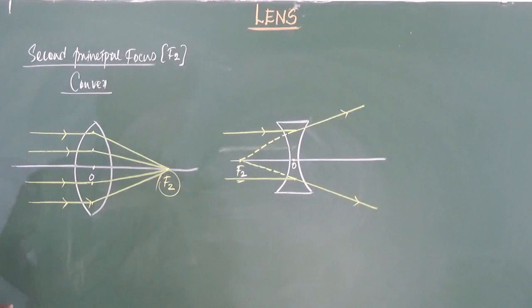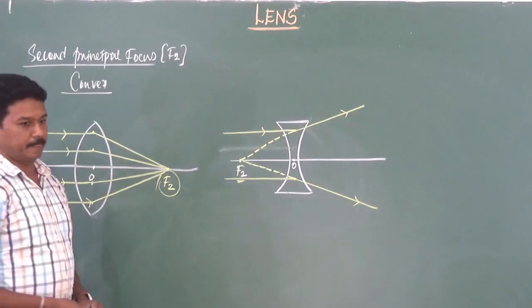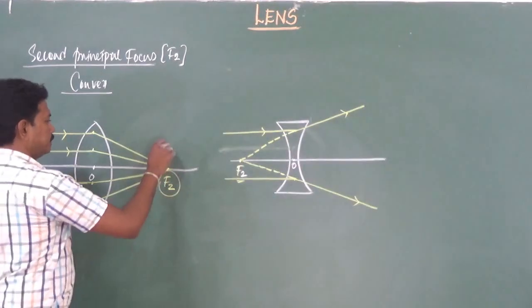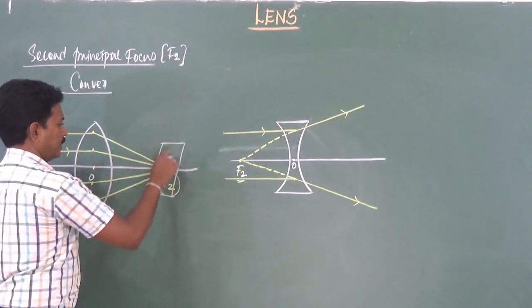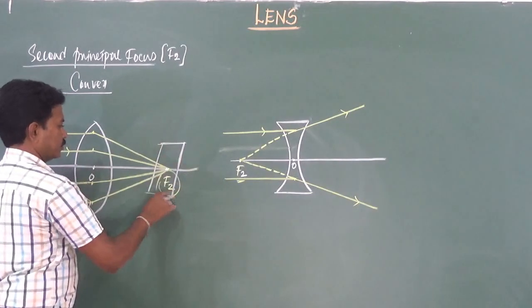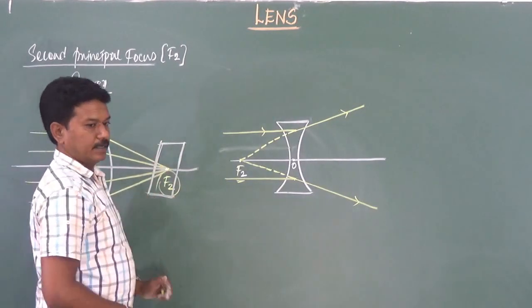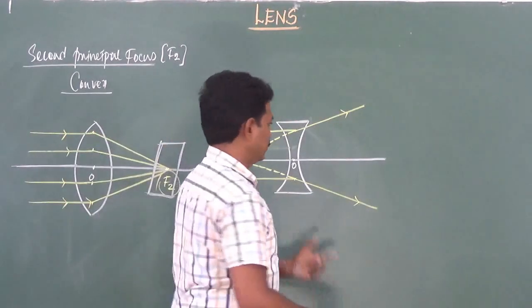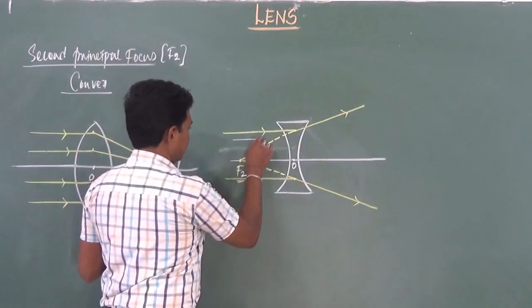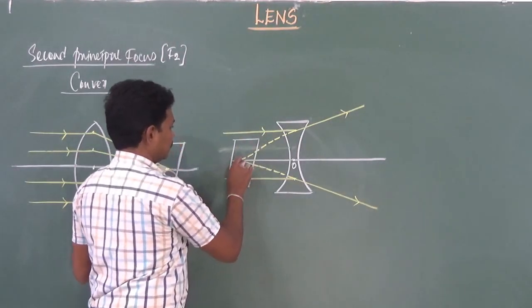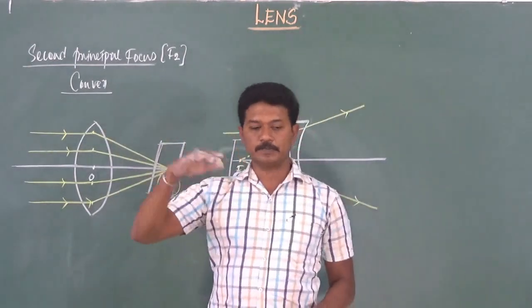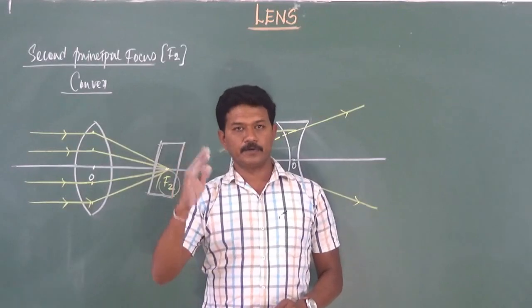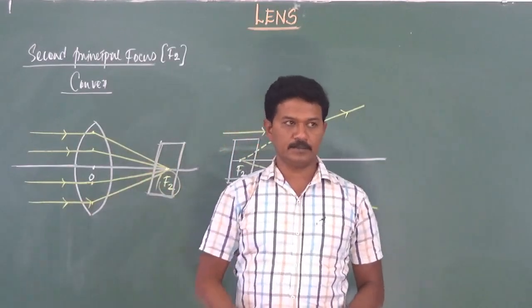Okay. So now we go with a very simple concept again, that is focal plane. The plane which is passing through the second principal focus is called the second focal plane. So here also, the plane which is passing vertically through the second principal focus is called the second focal plane. If it is passing through the first principal focus, then it is called the first focal plane. That's all.